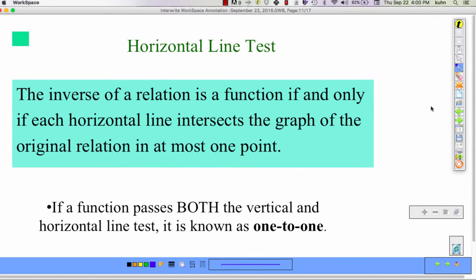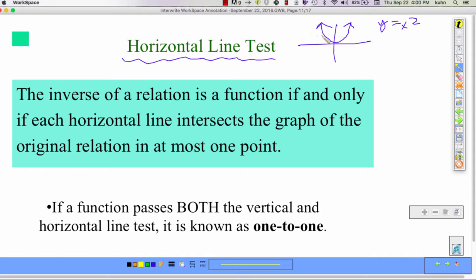Horizontal line test, we'll take a further look at this in class, but if you remember back to the vertical line test, let's say, for example, y equals x squared. If I have y equals x squared, that is a function, because the vertical line test passes. Now, if I run a horizontal line test and do the same thing that we did with the vertical line test, I run into a problem as soon as I get up here where I run into 2 points. So the horizontal line test fails.